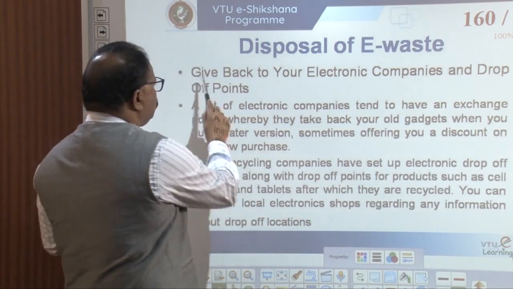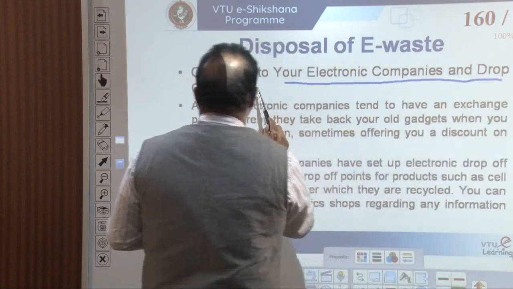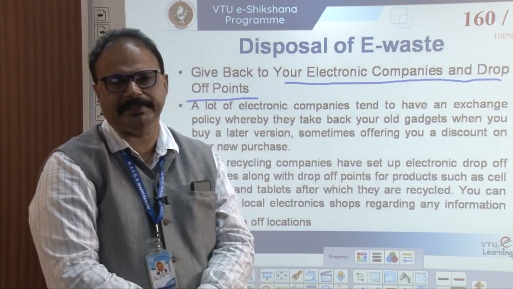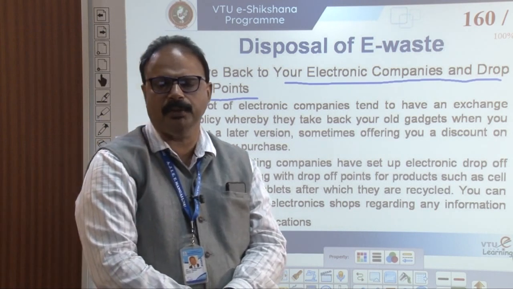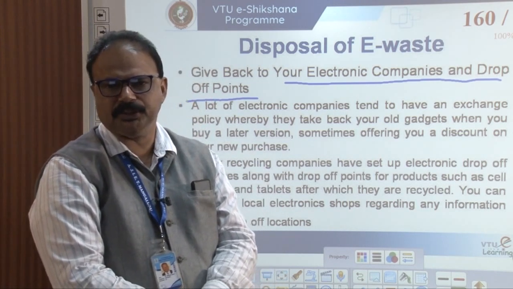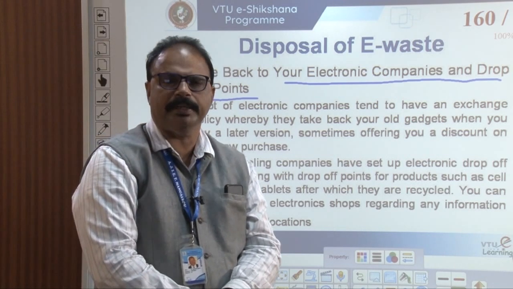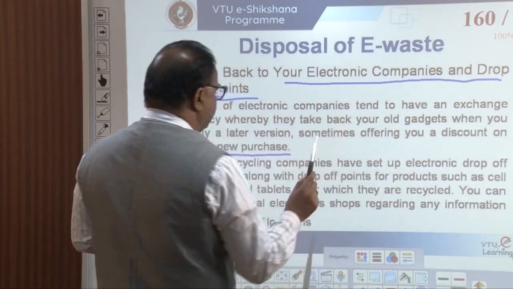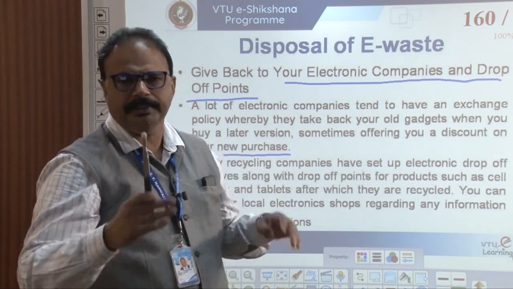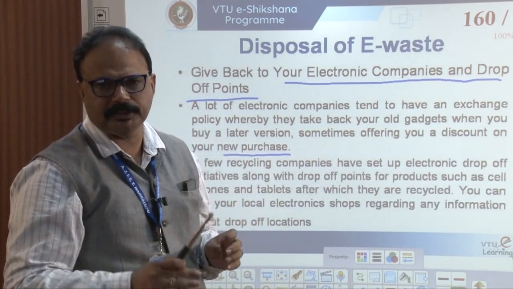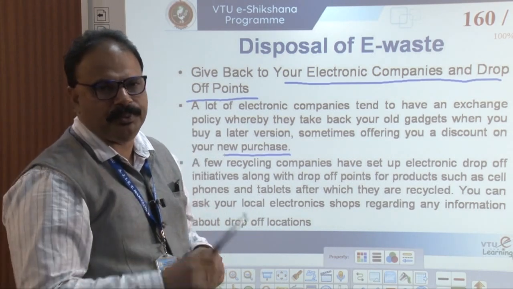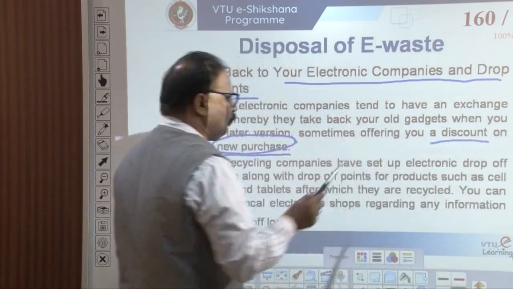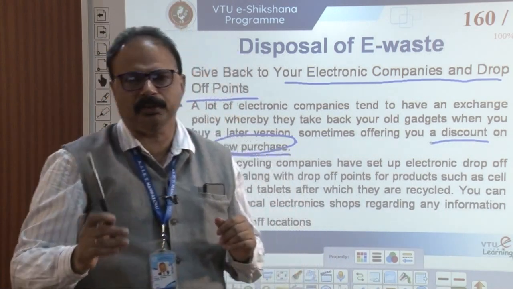The first point is to give back to your electronic company and drop off at the point. Lots of electronics companies have an exchange policy, where they take back your old gadgets when you buy a later version, sometimes offering a discount on the new purchase. The companies that gave you the electronic goods will take them back after they become waste and give a discount on the new purchase. That is one of the major ways: give back to your electronic company and drop off at the point.